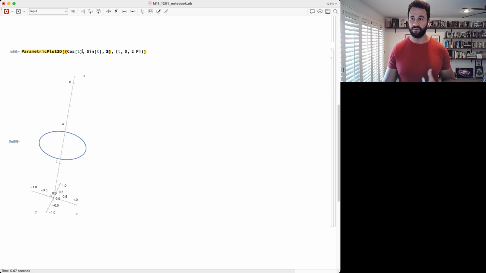Sometimes you could think of it as theta, right? So we have to tell Mathematica how far we want t to go. This is like the range for t. So I chose t to go from 0 to 2 pi. Makes sense. So that's one complete rotation around the circle.